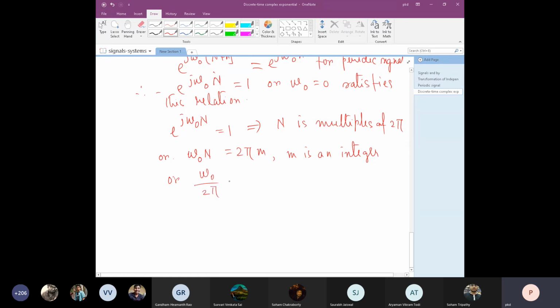So omega naught by twice pi is equal to m by n. Now, if that is not an integer, then what does it have to be? Both have to be integers, so this has to be a rational number.